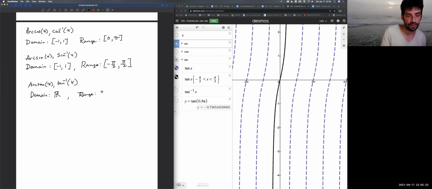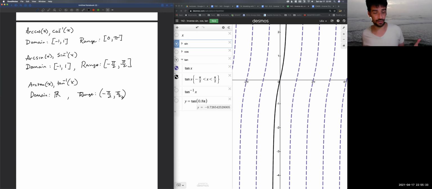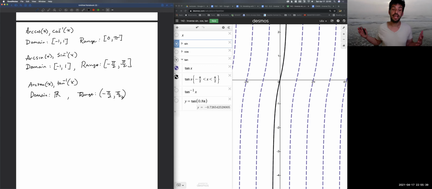The range is almost the same as arc sine, except we can't include the endpoints, right? Because remember, the range of arctan, or inverse tangent, is the domain of tangent. That's a relationship between functions and their inverses, and these are not in the domain of tangent. It has asymptotes at these values, and so this is the picture we get.